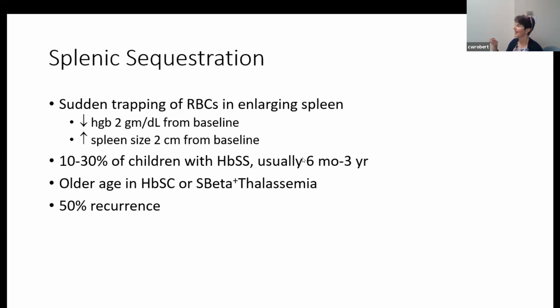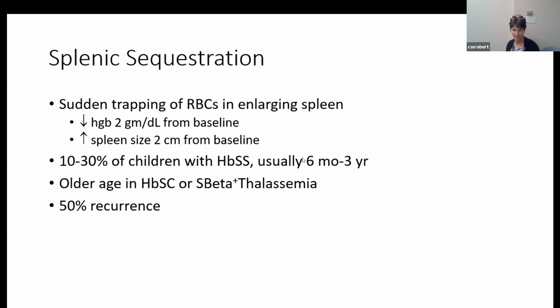But remember, your patients with SC and sickle beta plus, who have the less severe type of sickle cell, can sequester at any age: teenagers, adults, any age. So if a patient comes in with acute onset left side pain, pale, weak, tired, you need to think about that. Remember the rule of 2s: their hemoglobin will usually drop 2 grams below baseline, and their spleen is usually 2 centimeters bigger than baseline. It happens in about a third of our patients. About a third of our patients actually have their spleen removed, because there's a 50% chance it could happen again. And this can obviously be fatal.